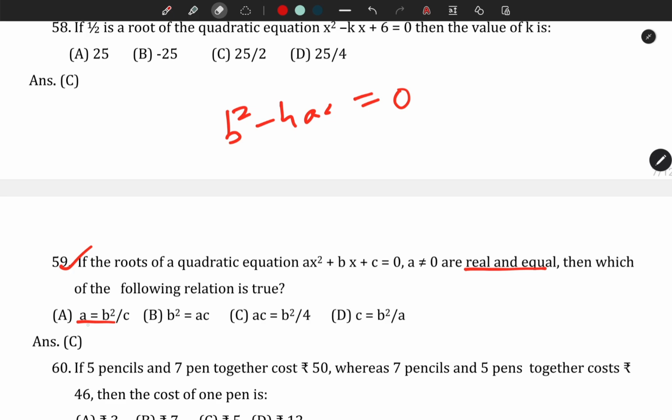Option A does not have any 4 here, so it cannot be correct. Option B also does not have any 4. So the only option which has 4 here, it looks like this one, it should be the correct answer. Let's see. And this cannot be the answer, it does not have any 4.